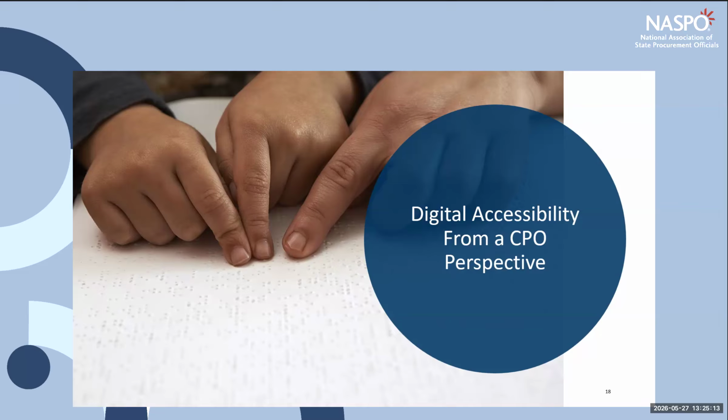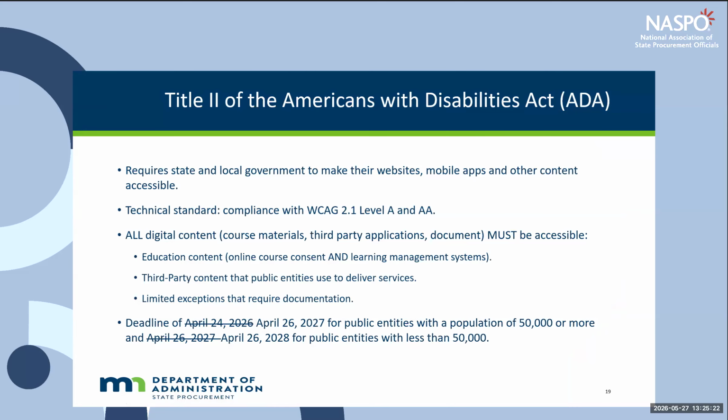So Jay, you can advance to the next slide. We have Title II of the Americans with Disabilities Act, and it requires state and local government to make their websites, mobile apps, and other content accessible. The technical standard is compliance with WCAG 2.1, level A and AA. All digital content, course materials, third-party applications, and documents must be accessible. So if it's educational content that you're offering, whether internally as an agency or externally, it has to be accessible. Third-party content that public entities use to deliver services is included too.